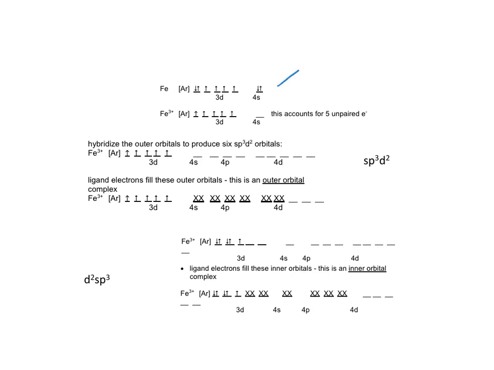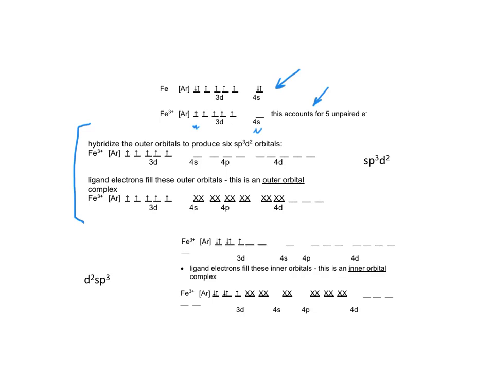Here is our electron configuration for iron, where I've drawn the 3d and the 4s2. When I make the ion, I've removed the 4s electrons and I removed one of the d electrons. So I have 5 unpaired electrons. So now let's try to explain the observations using valence bond theory.